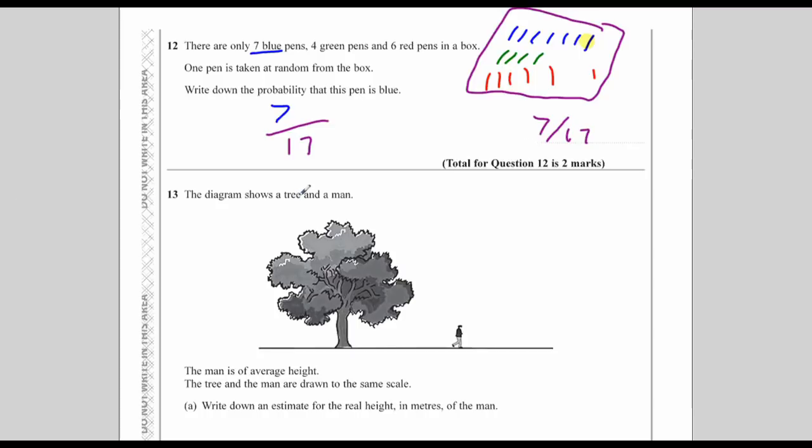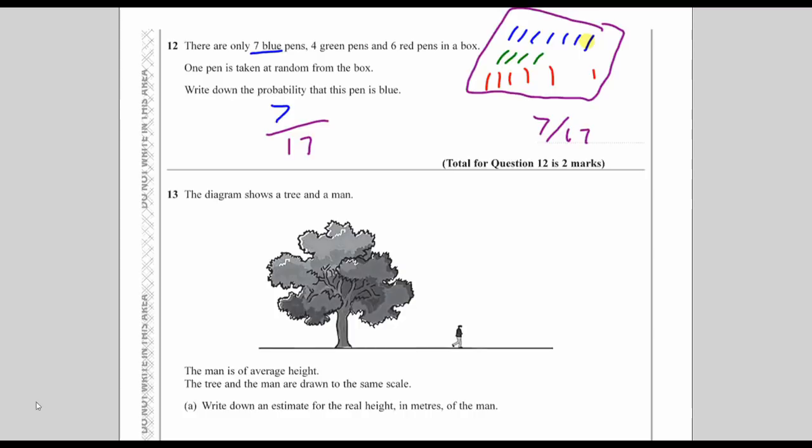The diagram shows a tree and a man. The man is of average height. The tree and the man are drawn to the same scale. Write down an estimate for the real height in meters of the man.